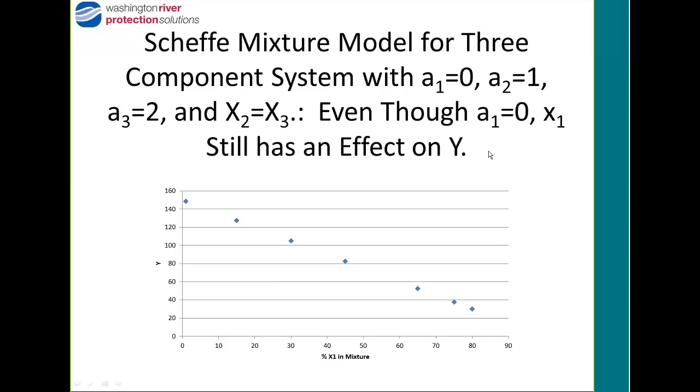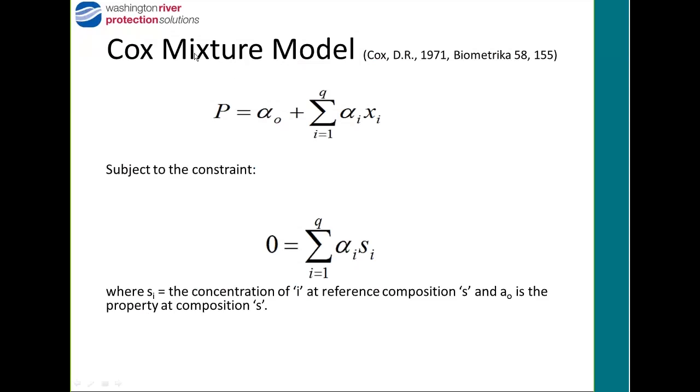So the Cox mixture model is a little bit more complicated model that helps us communicate things. Here you have a property, I changed it from y to p. A naught is the value of that property at a target mixture composition we call S. So S is the concentration of y of x at a target mixture composition. And in this model, there's a constraint where all of these coefficients have to equal 0 so that p equals this value at y.